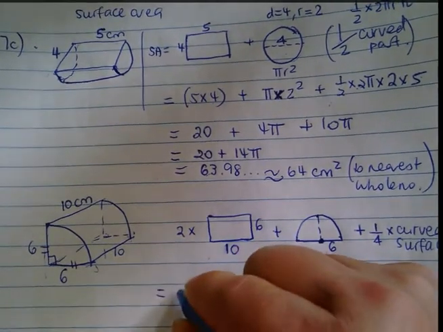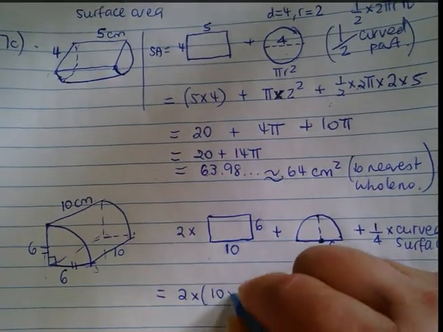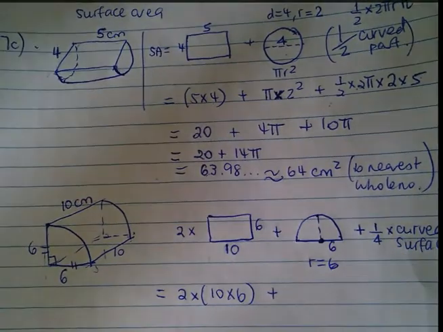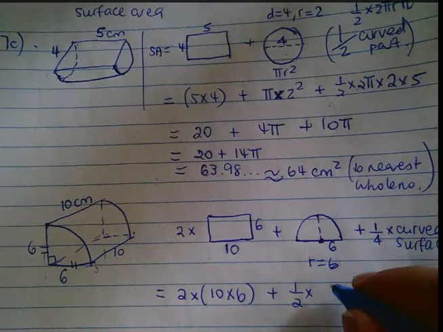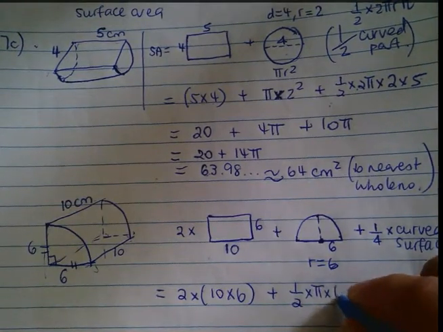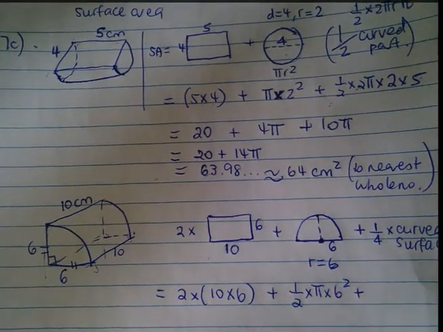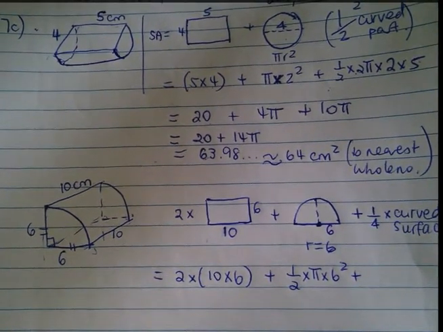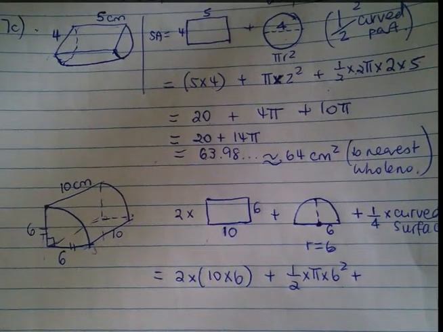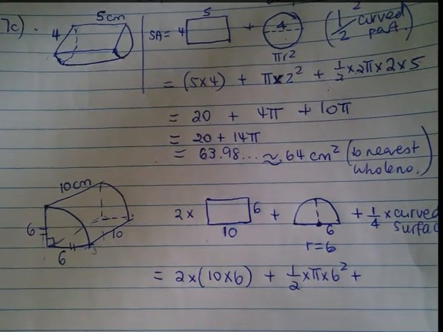So in terms of formulas, I've got 2 times 10 times 6, that's my rectangles, plus a half of pi r squared, isn't it? Of pi times 6 squared, plus, are we okay? So girls, when you draw it all out, you're going back to the most basic type of question, where you're just finding the area of that, the area of that, and the area of that.